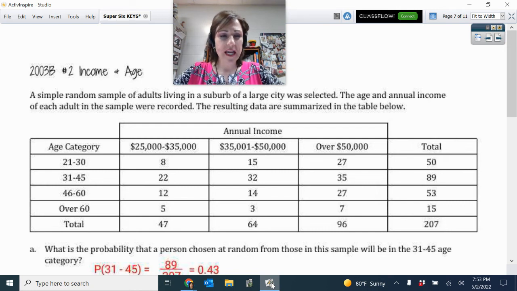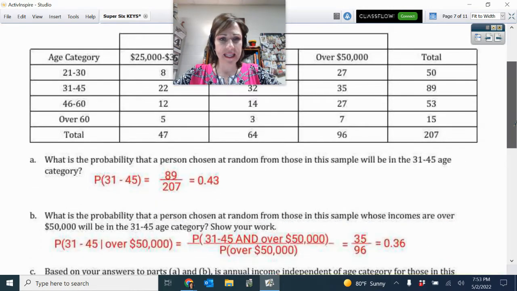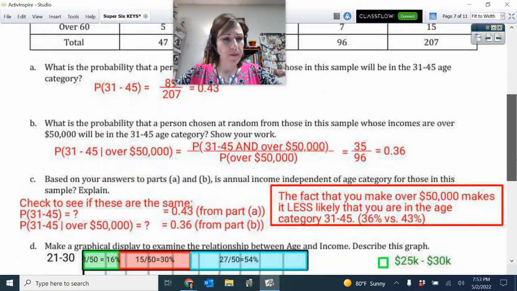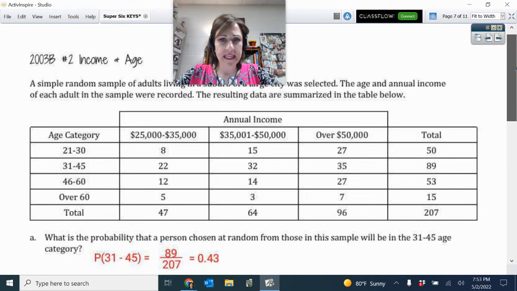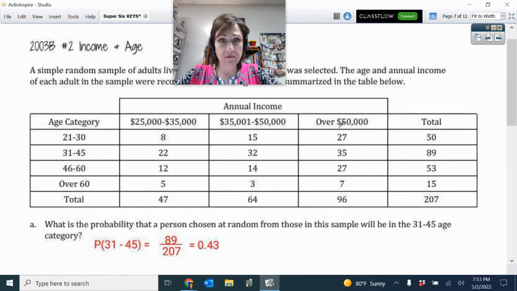All right, let's do our income and age problem. This was our table of data. And so we got some probability related to that and our categorical data. We're going to have a graph with it. So let's take a look. Here we go. So we have the annual income, and you were in an income category and you were in an age category. So we had two variables there.